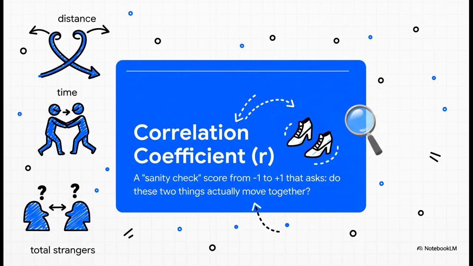But wait, before we even try to predict anything, we need a quick sanity check. I mean, do the things we're measuring, like the distance of a delivery and the time it takes, even have a real relationship? That's where the correlation coefficient comes in. Think of it as a score that tells you if two things are like dancing partners or if they're just total strangers ignoring each other on the dance floor.